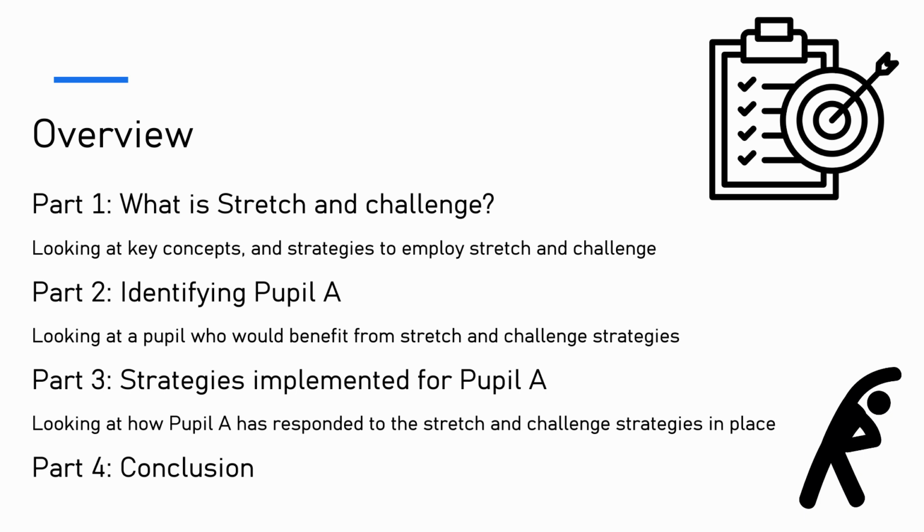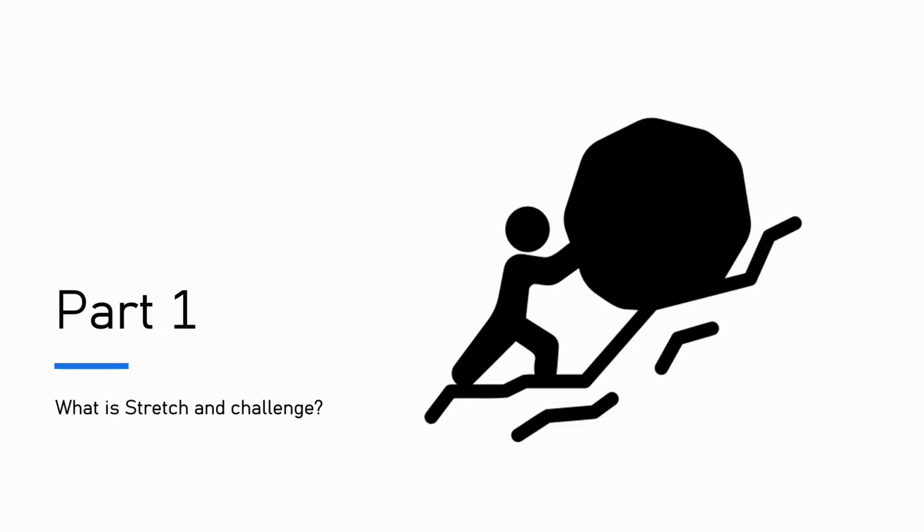Part 2. Identifying pupil A. Looking at a pupil who would benefit from stretch and challenge strategies. Part 3. Strategies implemented for pupil A. Looking at how pupil A has responded to the stretch and challenge strategies in place. And Part 4. Conclusion.